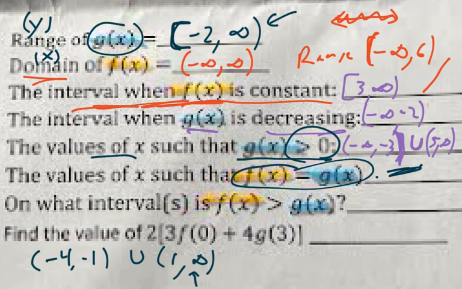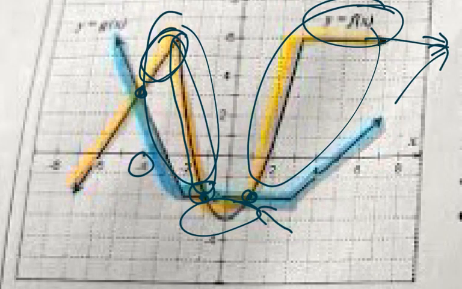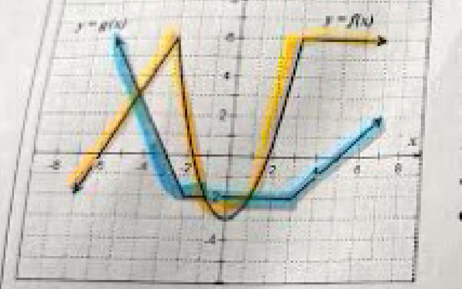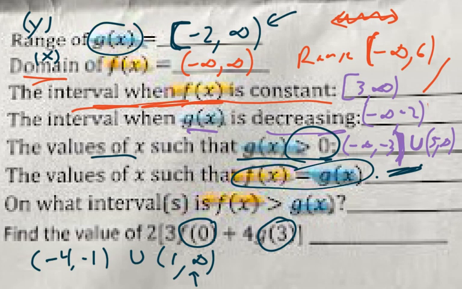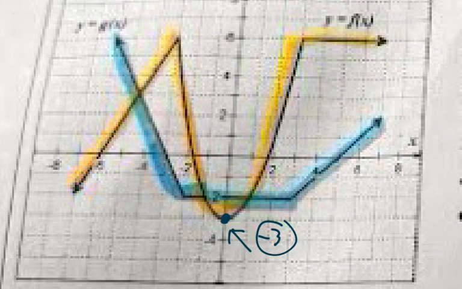Now, the last one I think is the coolest one, because all we need to do is find f of 0 and g of 3. So let me clean this up one more time. So where is f of 0? F is the yellow. F of 0 is right there, right? F of 0 has a value of -3. And the next part says g of 3. So g is the blue one. G of 3 is right there at -2, right?